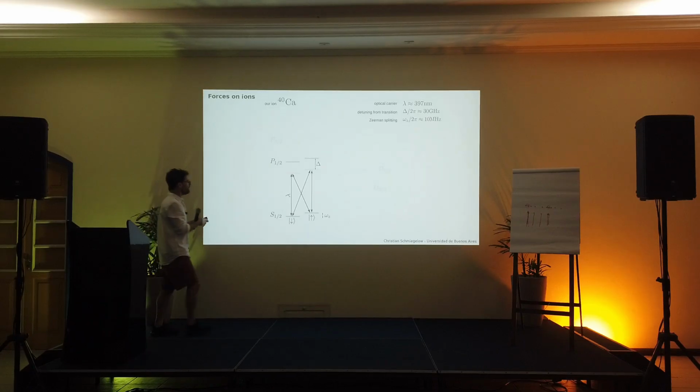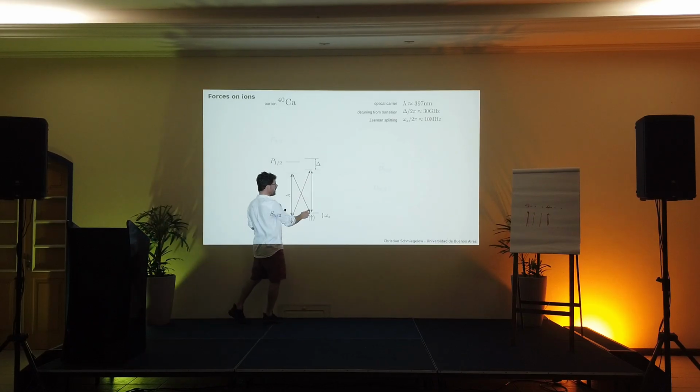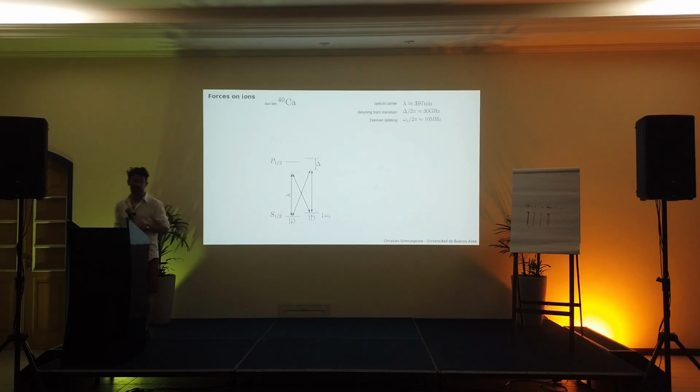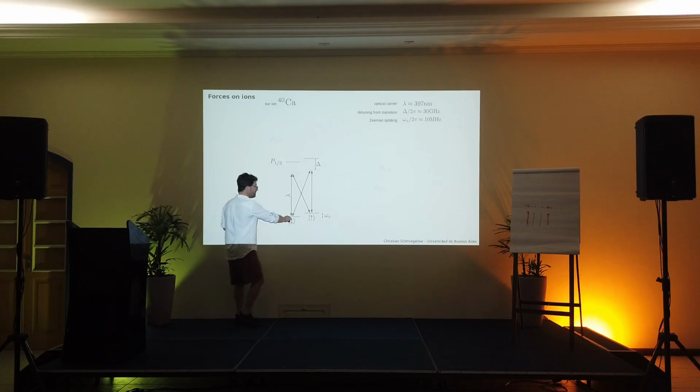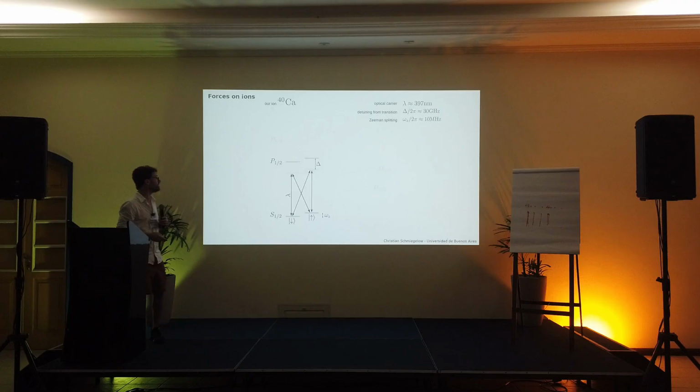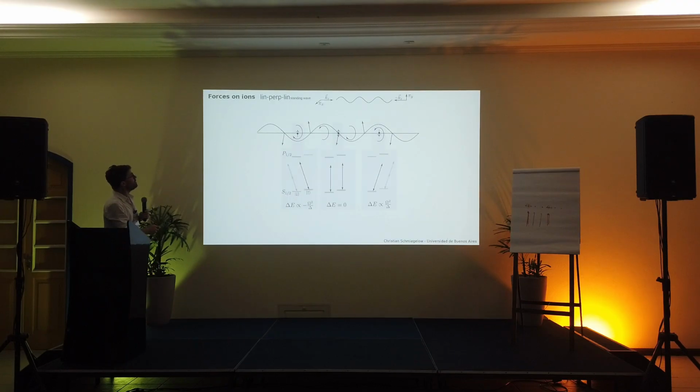But anyhow, here you have sigma plus transitions, sigma minus transitions, and pi transitions. So depending on the polarization of your beam, you will be exciting these different transitions, and these different levels will shift differently depending on the polarization of the beam that you generate. And if you shine a beam that has vertical polarization in one direction and vertical polarization in the other direction, it happens that you generate what is known as the lin-perp-lin configuration. Why is it called like that?